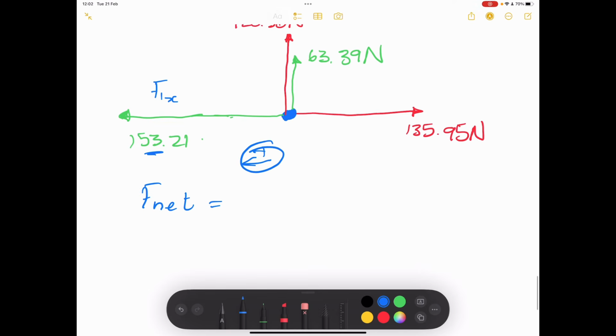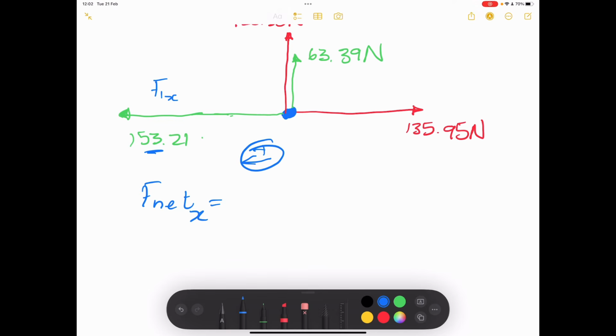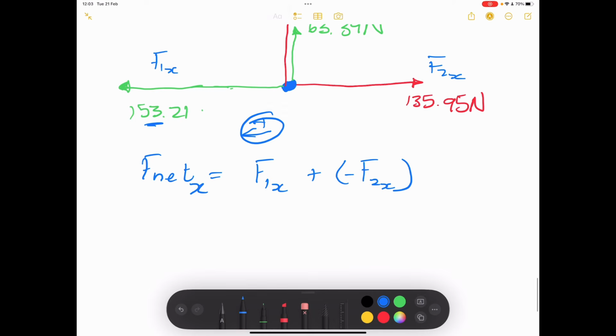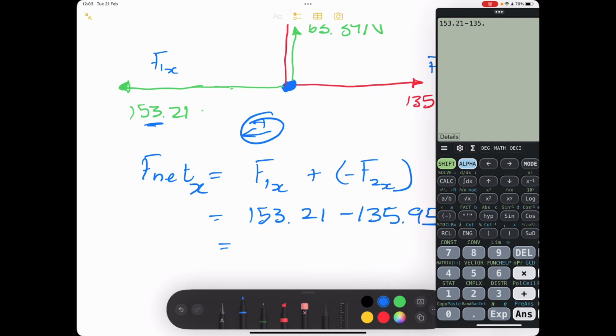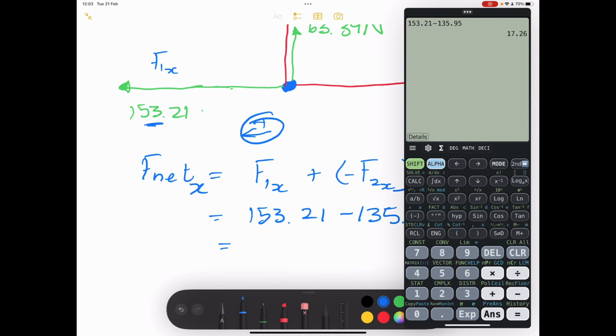So it means that in the horizontal dimension, your F net will be F1x plus a negative F2x. So this is F2x in this case. That would be 153.21 minus 135.95. Let's take that quickly: 153.21 minus 135.95.